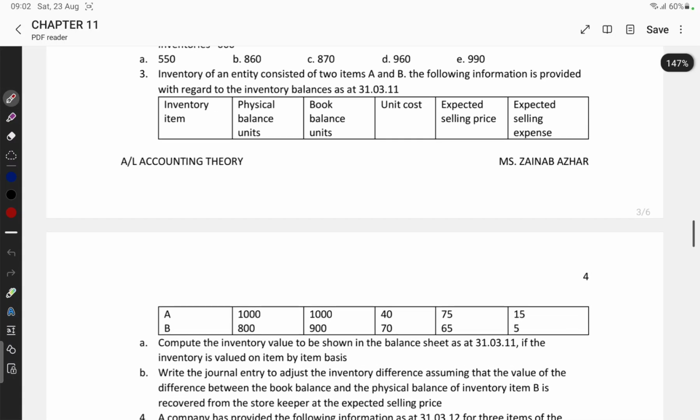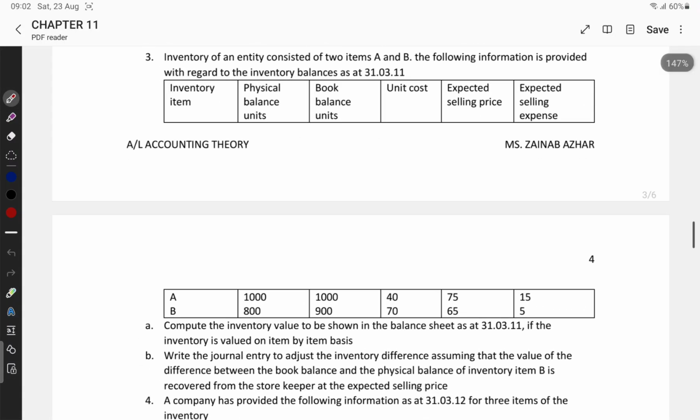Right. Inventory of an entity consisted of two items A and B. The following information is provided with regard to the inventory balances as at 31st of March 2011. So they have given us two types of inventory balance: physical balance and book balance, unit cost, expected selling price, and expected selling expense.